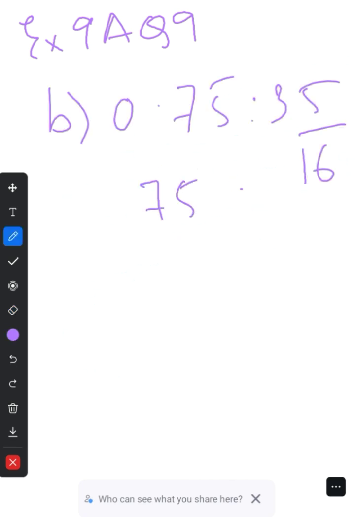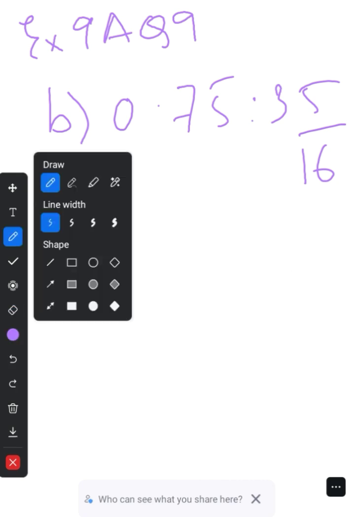Question is 0.75 ratio 3 whole 5 upon 16. So first we can write 75 upon 100 in place of 0.75, right? And then 3 whole 5 upon 16 is going to be converted into an improper fraction. So 16 multiplied by 3 plus 5. What do we get as our answer? 53 upon 16.